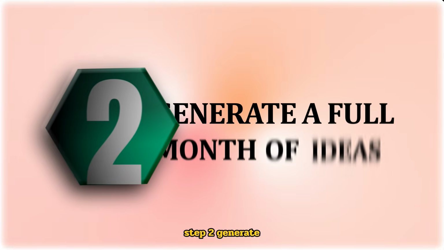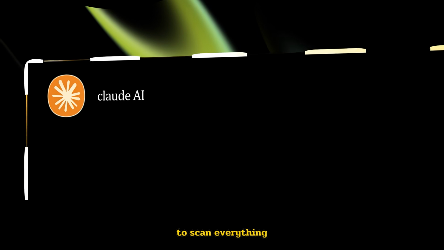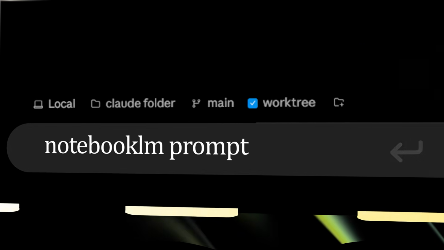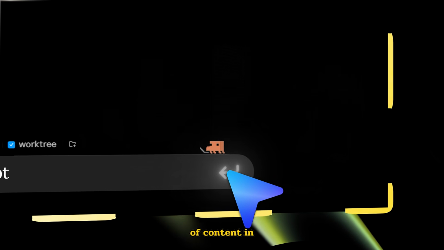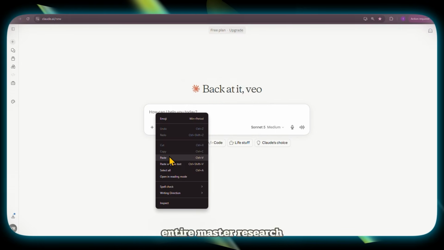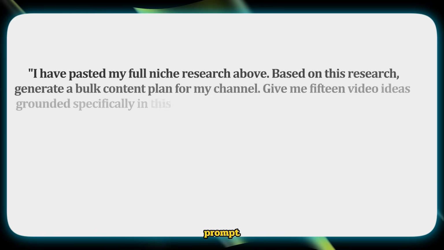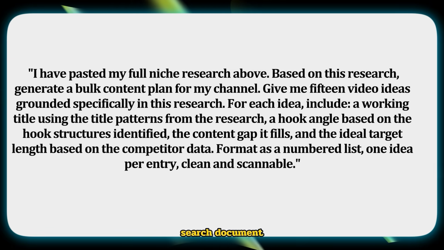Step 2, generate a full month of ideas. Now we hand it to Claude to scan everything your niche rewards and turn it into a month of content in one shot. Open Claude and start a new chat. Paste your entire master research document into the first message, then paste this prompt that analyzes your search document and provides you with 15 ideas based on it.